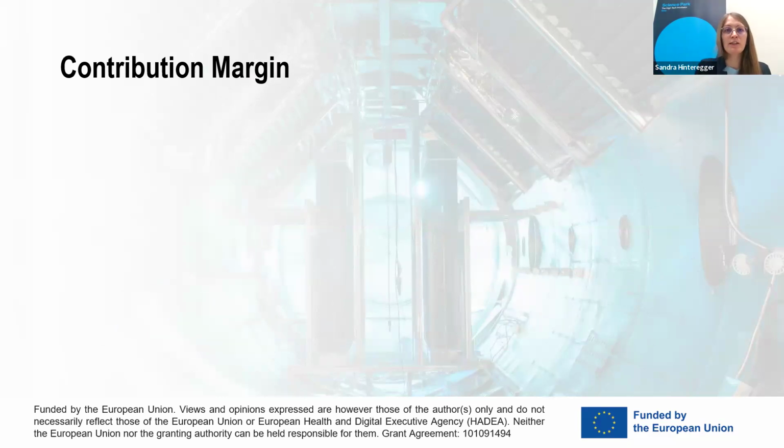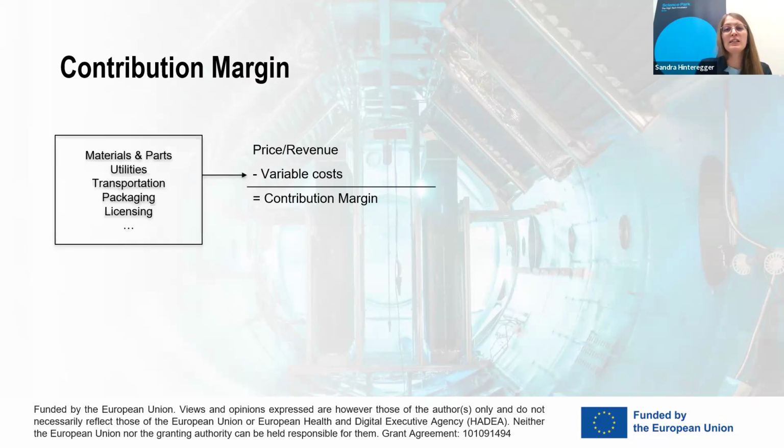How do we calculate this? We take the price of the product or the revenue, subtract the variable costs, and what we get is the contribution margin. And it's very important that this contribution margin is always positive, because otherwise you lose money with every product you sell, as the revenue you get for a product then is not even enough to cover the variable costs, so the direct costs needed to produce and sell the product.